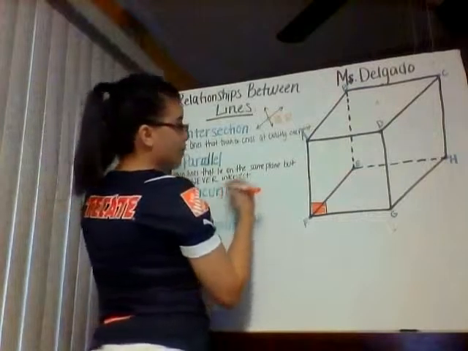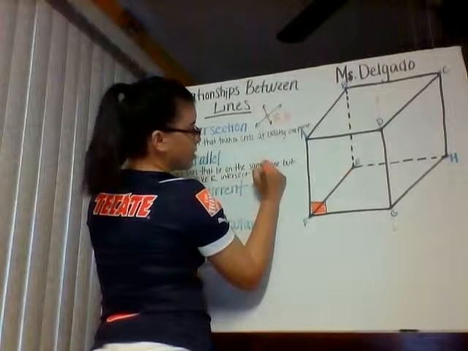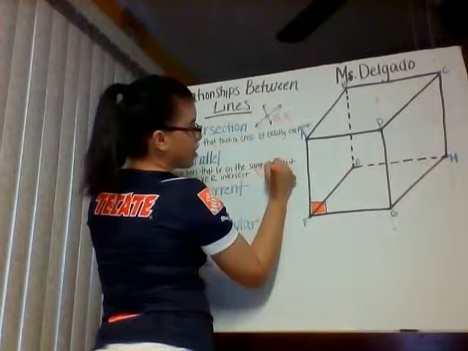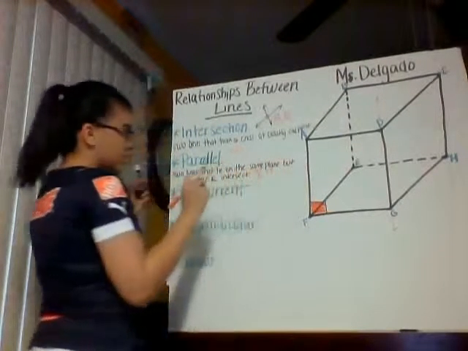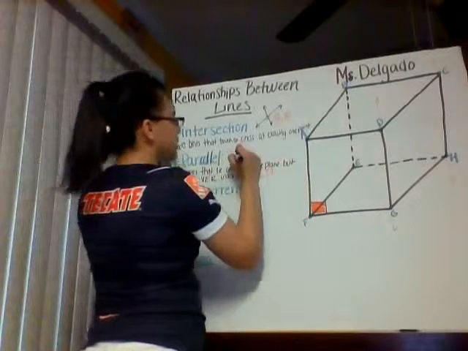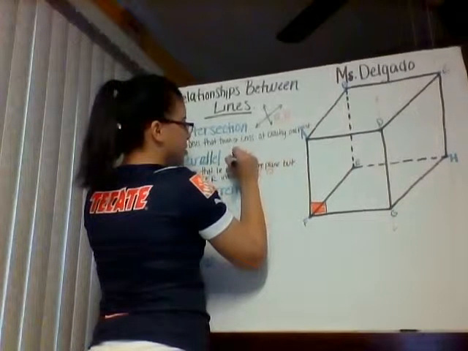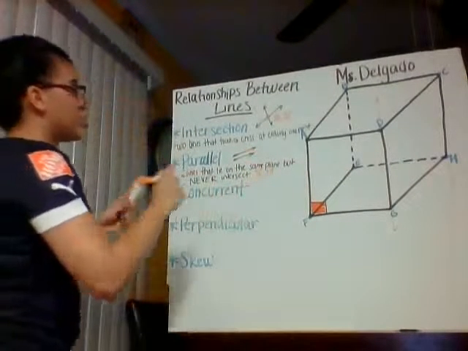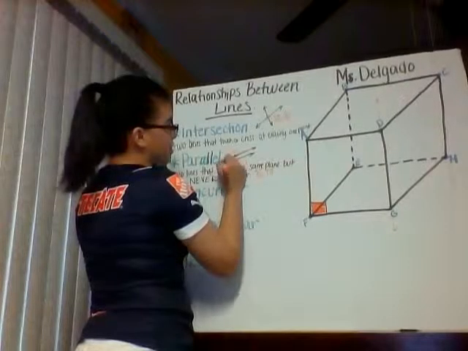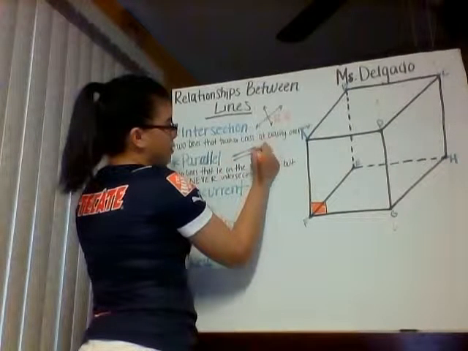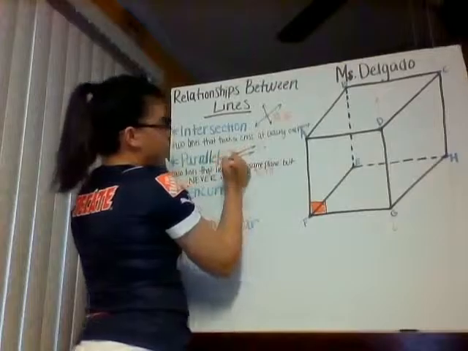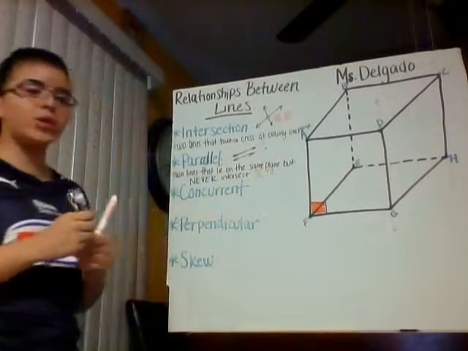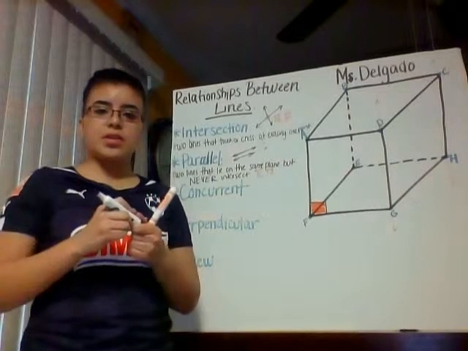So let's go ahead and write our examples. It's going to be line DG and CH. And let's draw our little diagram of parallel lines. Draw our arrows. And then we show that they are never going to intersect. Just like that, okay?